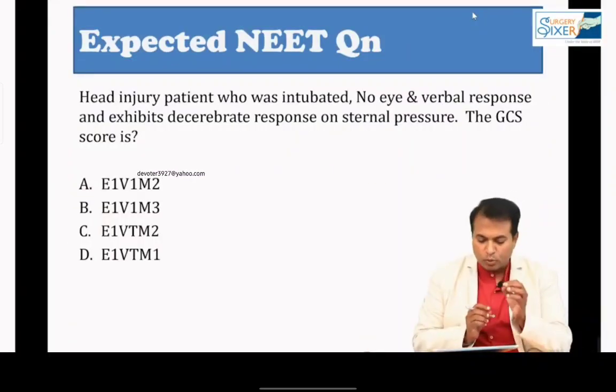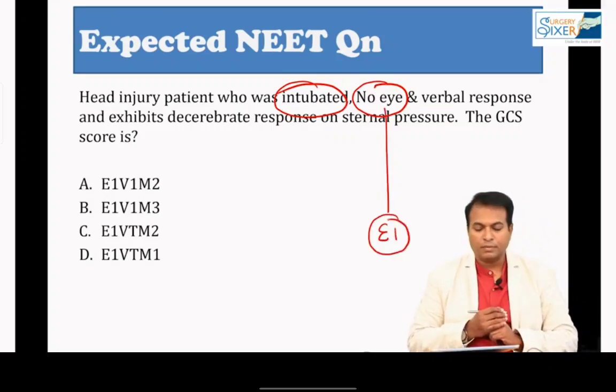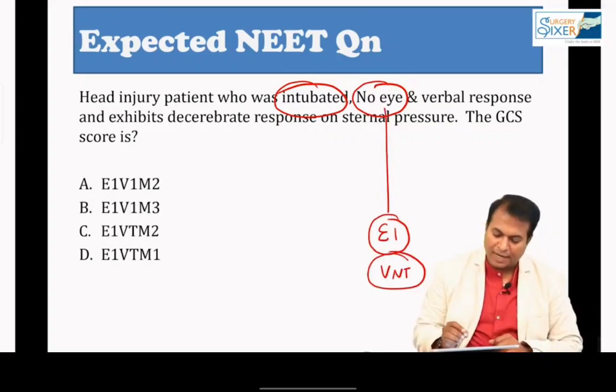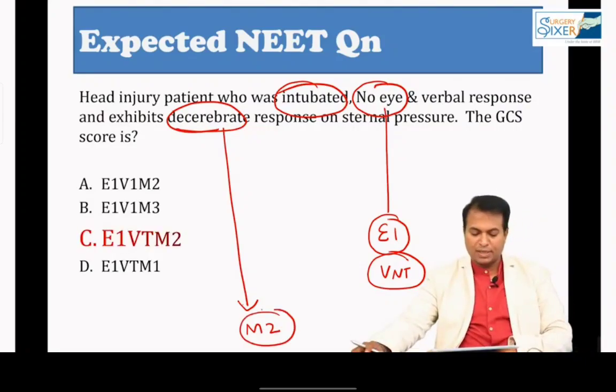So now I have a few questions. Head injury patient was intubated. No eye response. So no eye response means E1. Intubated means VNT. And exhibits decerebrate response. What does decerebrate mean? Motor response is 2. So our answer is GCS score is E1, VNT, M2.